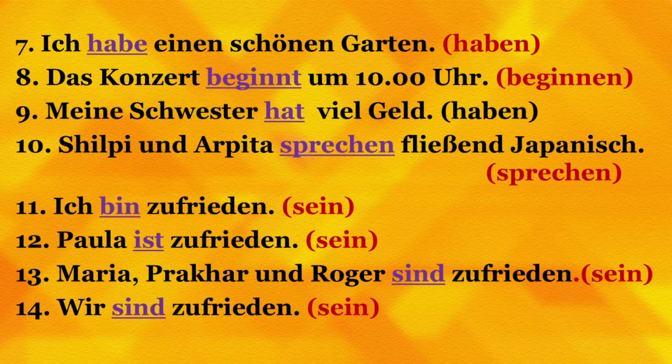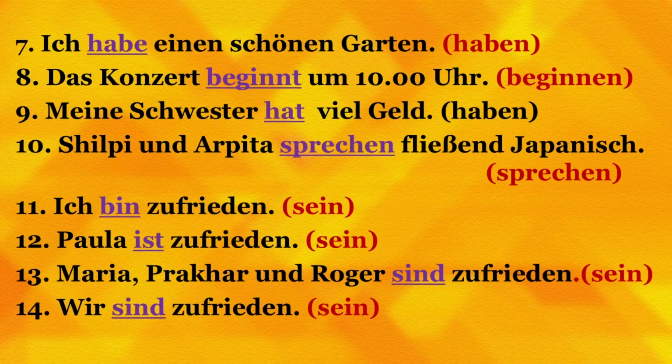Let's move to the next sentence now. Meine Schwester dash viel Geld. Dear learners, the verb given here is haben. Again, you know it means to have. And the subject in this particular sentence is meine Schwester. That means my sister. Now, you know that it will again be a third person category conjugation case. Therefore, the correct sentence becomes meine Schwester hat viel Geld. My sister has a lot of money.